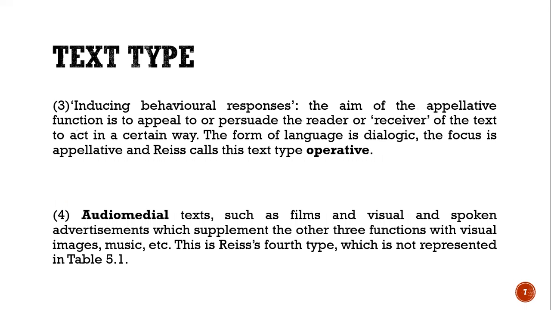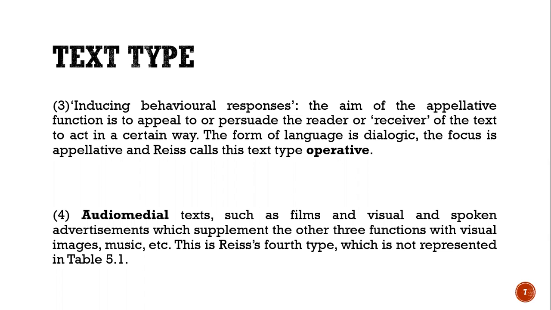Okay, sir. Now the third type: inducing behavioral responses. The purpose or objective of this kind of text is to induce behavioral responses. That means it will inspire or ignite your behavior in different ways, and thus bring out the responses. The aim of the appellative function is to appeal to or persuade the reader or receiver of the text to act in a certain way. So it will persuade you, it will appeal to you, and accordingly it will try to elicit the behavior out of me. Got it? So it is related with behavior. It will try to bring out the behavior through the responses out of you, because you are the reader. So when you read a text, it will bring out your behavioral responses.